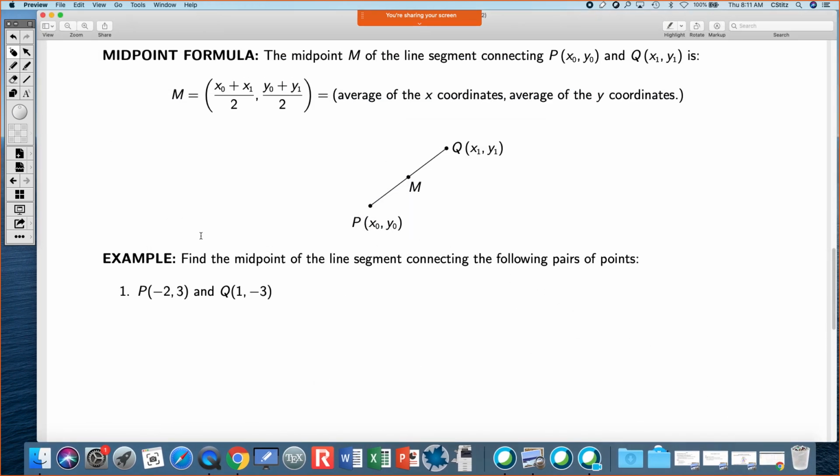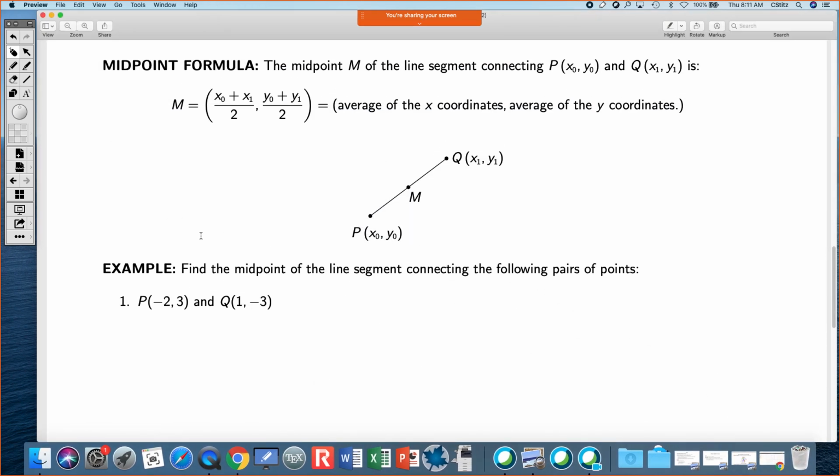Any questions on the midpoint? What it is? Does it make sense how you find it? If you understand where these formulas come from, they're not as mysterious. You tend not to need to memorize them. Okay.